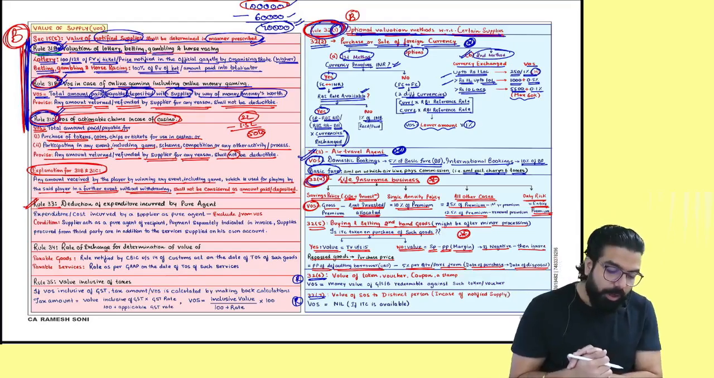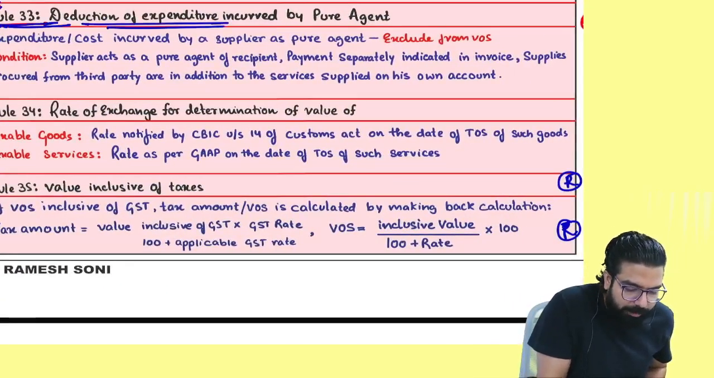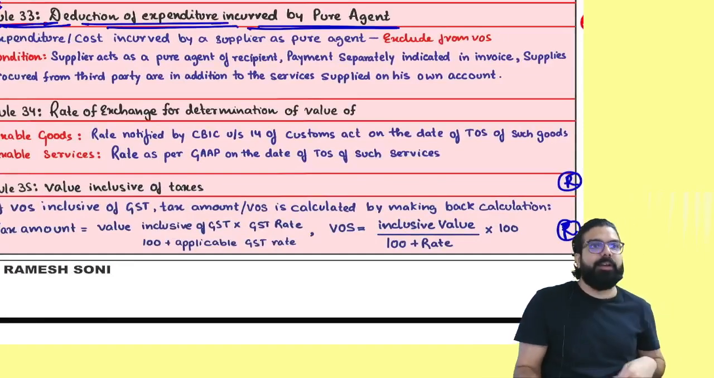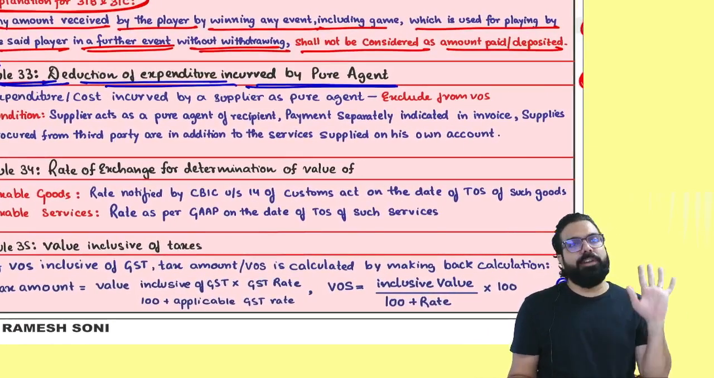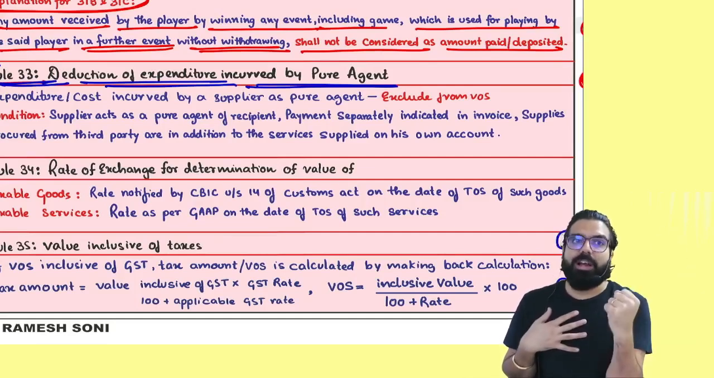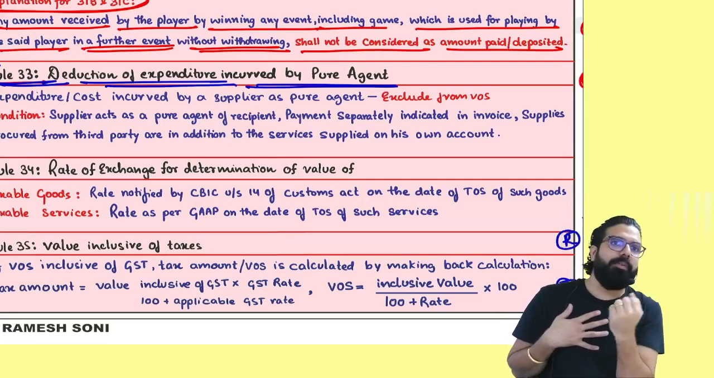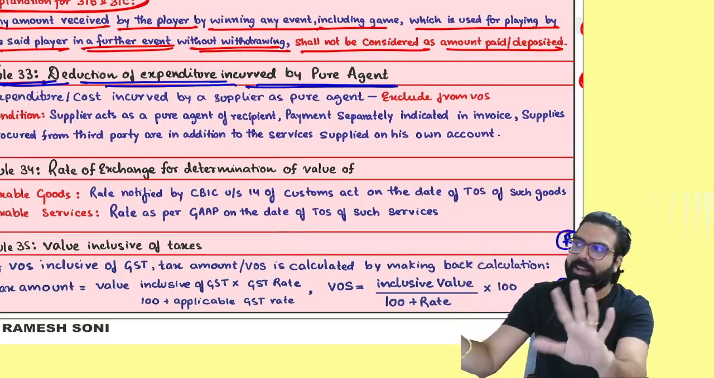Now, everyone over here. Rule number 33 talks about deduction of expenditure incurred by pure agent. Deduction of expenditure incurred by whom, everyone? Pure agent. So, sir, my heart is pure. For example, I went ahead and gave you class. You told me, sir, okay, we'll give you 10,000 rupees. My fees is how much? 10,000 rupees. My supply is 10,000 only.